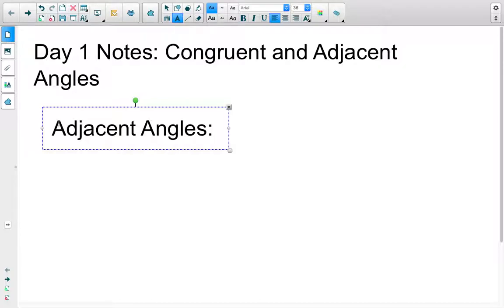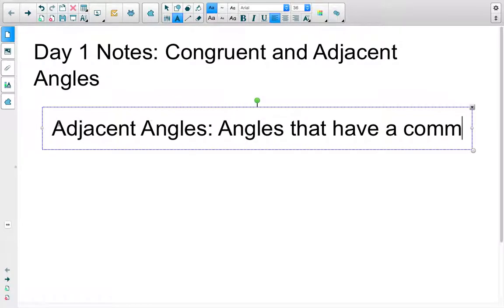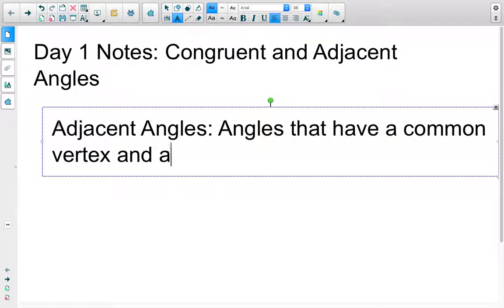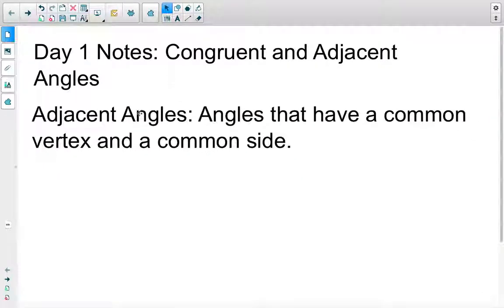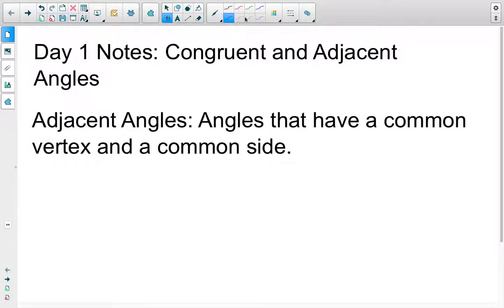So adjacent angles, we kind of talked about this in class already. Some of this might be review for most of you, which is fine. Adjacent angles are angles that have a common vertex and a common side. I'll draw a little example for us in a moment. Most of the angles, especially last class when we dealt with the angle addition postulate, which I'll remind us of in a second, dealt with these adjacent angles.